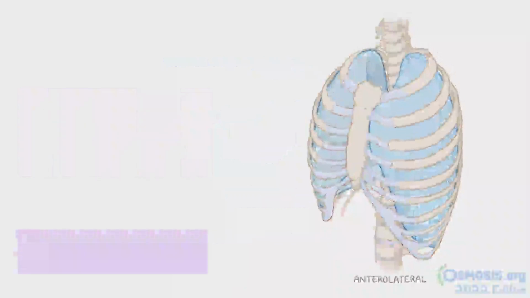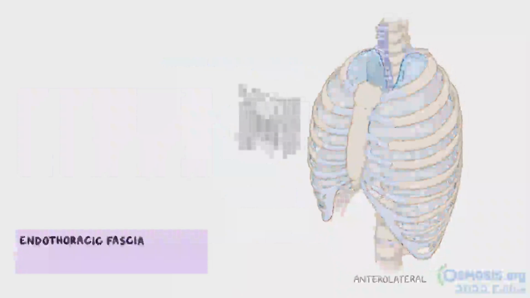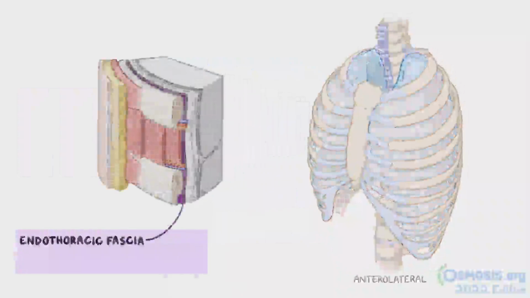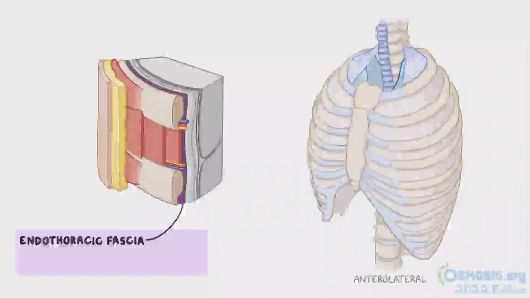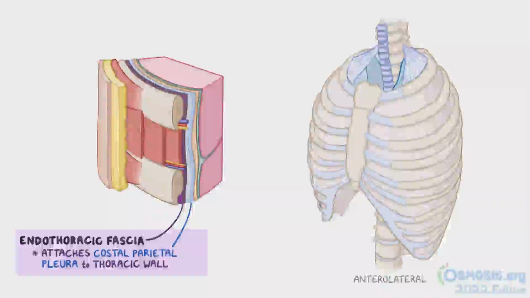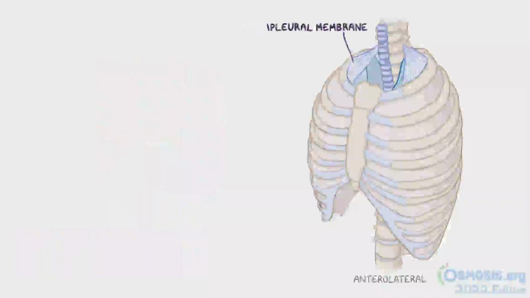Finally, let's move on to the endothoracic fascia, which is a thin layer that lies between the internal aspect of the thoracic cage and the lining of the pulmonary cavities, and attaches the deeper situated costal parietal pleura to the thoracic wall. The endothoracic fascia continues over the apices of the lungs, where it becomes more fibrous and is called the suprapleural membrane. Alright, as a quick recap.